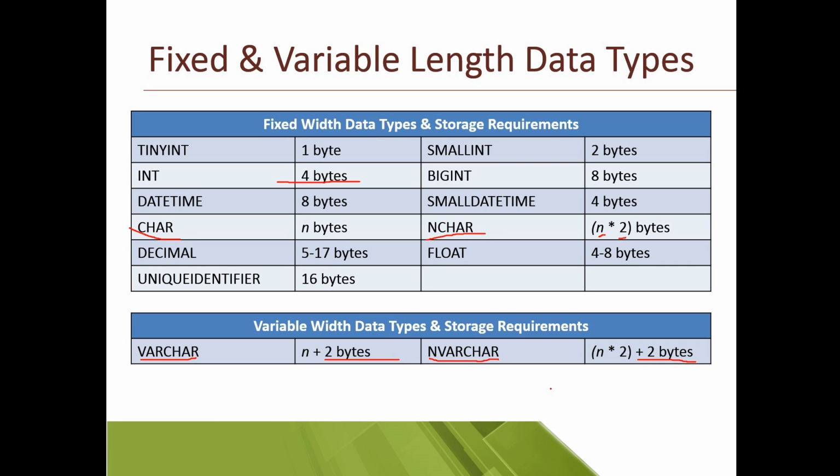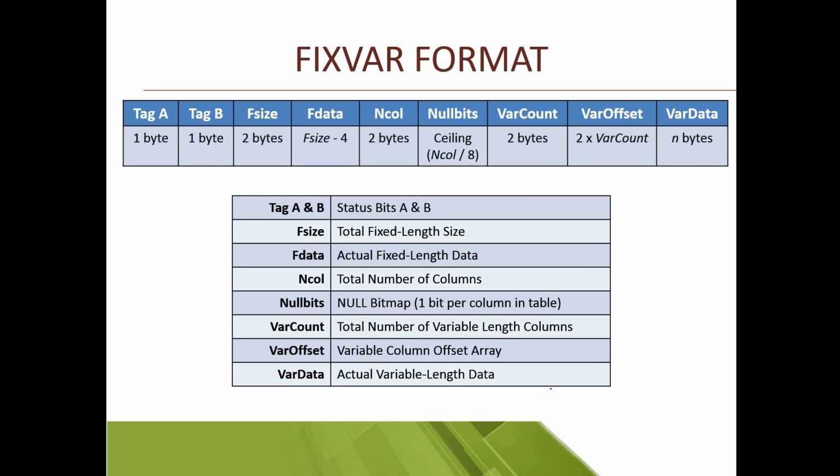So let's talk a little bit about the fixed var format. This is what the fixed var format actually looks like internally within the engine. The first 2 bytes of any given record are the tag bytes. They store some status bits and some other metadata about this particular record. Afterwards, we have 2 bytes that store the total fixed length size. Then we have the actual fixed length data. And then we have 2 other interesting columns: one is the total number of columns in this record, and the other is the null bitmap.